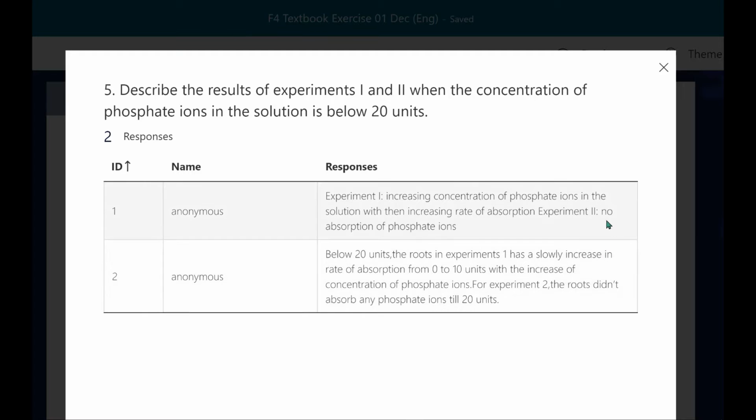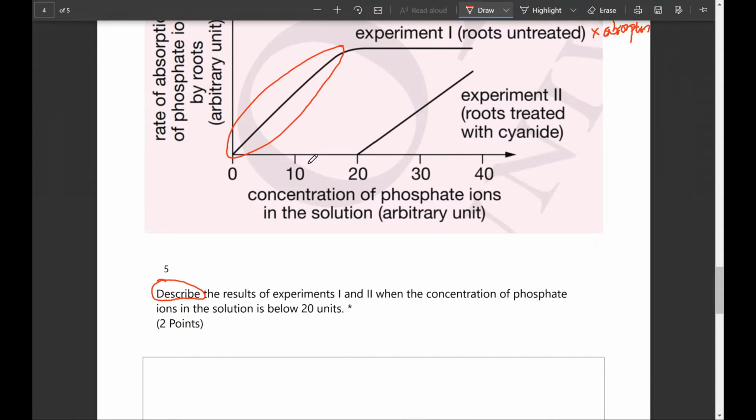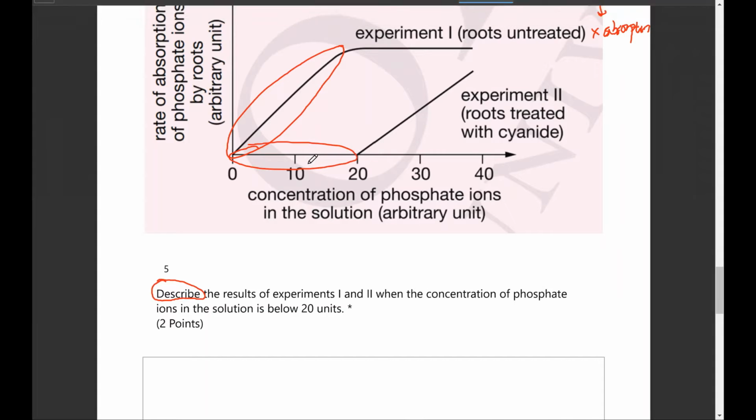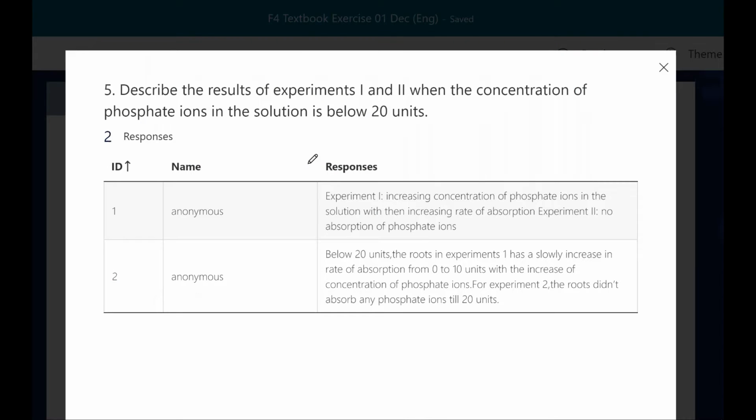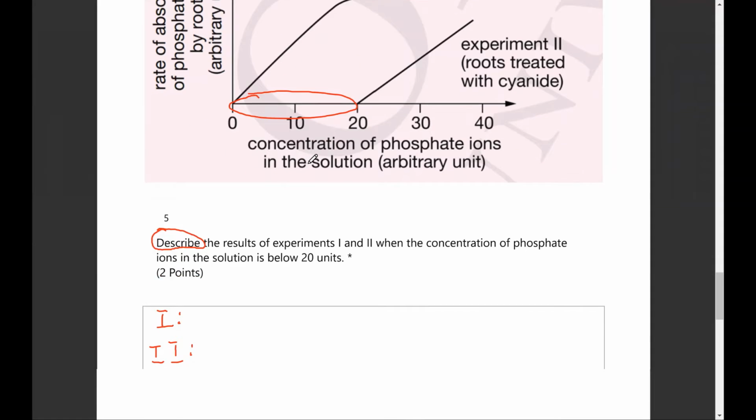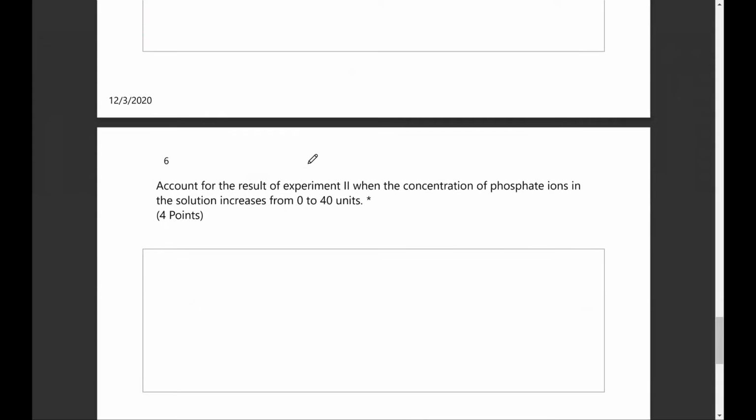And then for experiment 2, it's much simpler. You describe the curve here. Basically it's 0. So all you need to do is 1 and 2, this. For experiment 2, the root didn't absorb any phosphate ions. Okay, that's it. Or no absorption of phosphate ions. So question 5 should not be a problem.